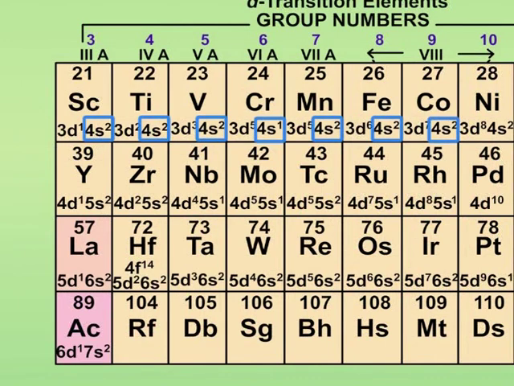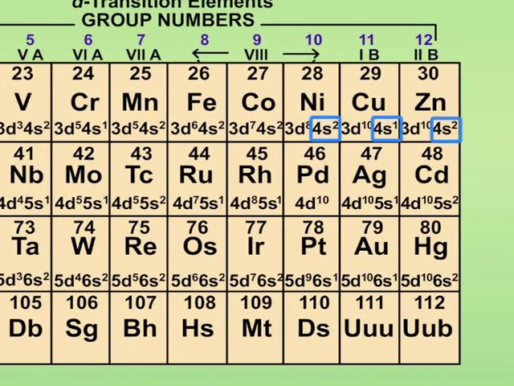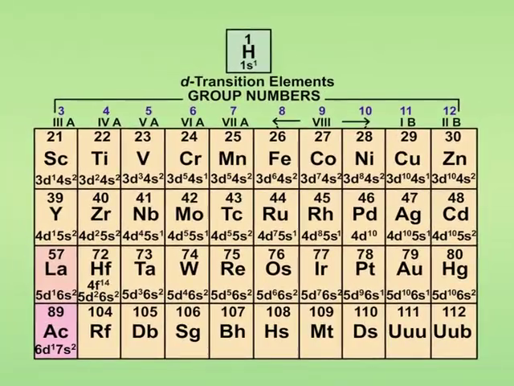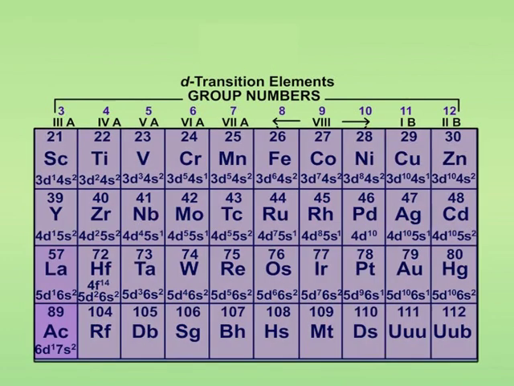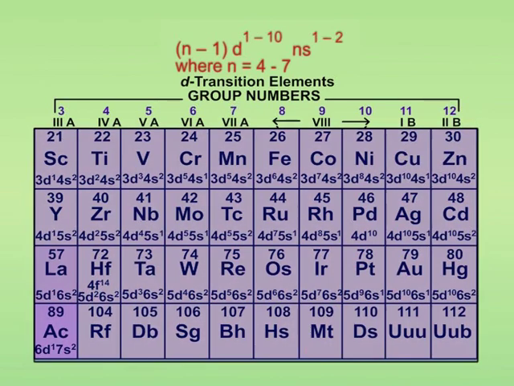The elements belonging to these groups usually have 1 or 2, and 0 in some cases, electrons in the s orbital of the outermost shell, that is the ns orbital, while the electrons are being progressively filled in, one at a time, in the d orbital of their respective penultimate shell. As such, their general outer electronic configuration is (n-1)d 1 to 10 ns 1 to 2, where n is equal to 4 to 7.